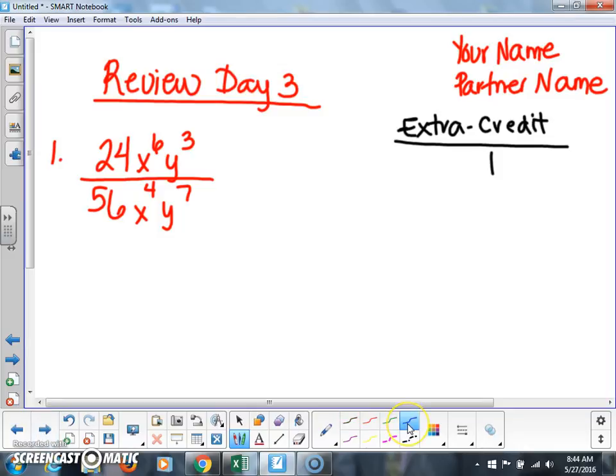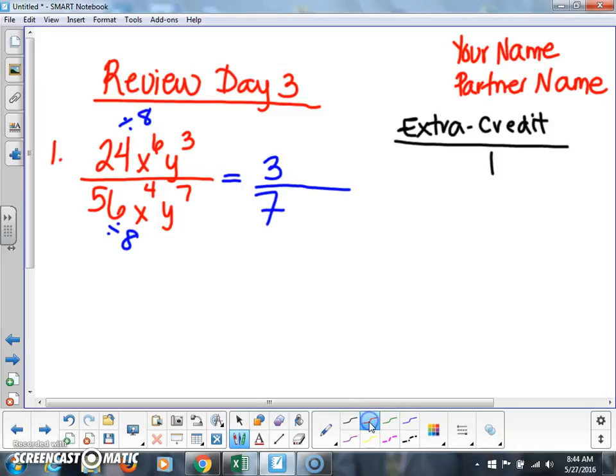Not divide by 3, but divide by 8. Okay, the biggest number that they have in common. So you're going to divide the 24 by 8 and the 56 by 8. What is 24 divided by 8, class? 3. What is 56 divided by 8? 7. So now your fraction 24 over 56 reduced to 3/7.